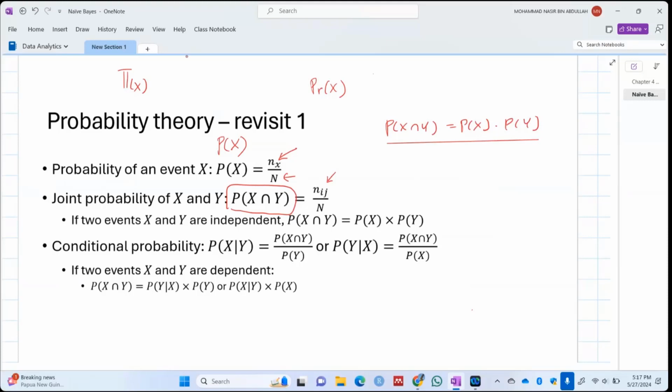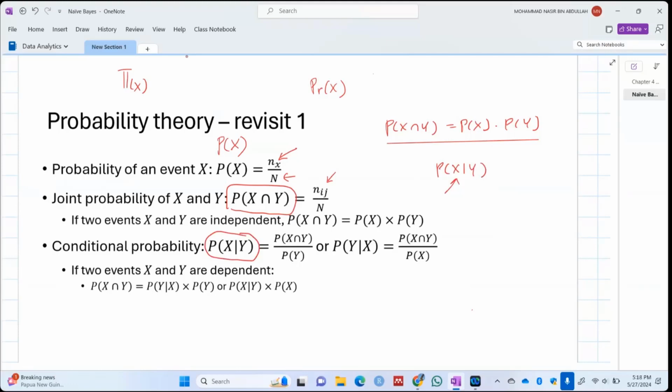So when probability of X multiplied by probability of Y equals probability of X intersect Y, it means that X and Y are independent, even if it's not related, right? If X and Y are dependent, then we are looking into a conditional probability. Conditional probability, probability of X given Y, is pronounced probability of X given, this is stroke, given Y. It means that we are interested to find the probability of X given that Y has already happened.